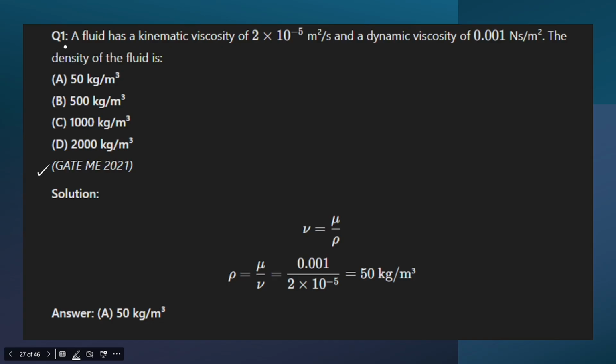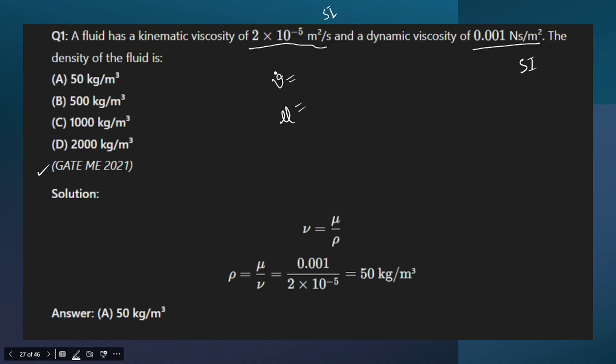What the question is asking you is that a fluid has a kinematic viscosity of this amount, meters square per second. So we know that this kinematic viscosity is symbolized with nu, and the dynamic viscosity is mu. It is also given Newton second per meter square is the standard unit, and meter square per second is also the standard unit. We already have discussed kinematic viscosity and dynamic viscosity in the previous lectures. So if you didn't see that, go through and check it.